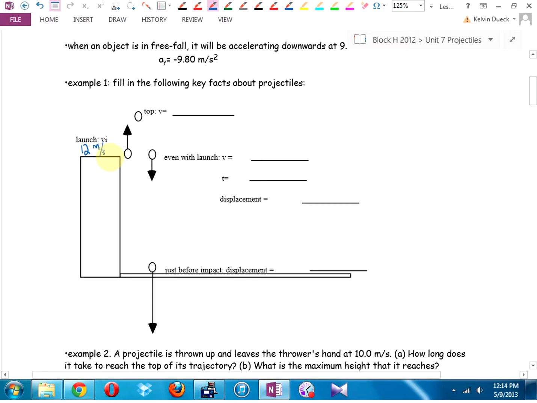At the top, what's V? Oh, by the way, what we're doing here is we're standing on the edge of a cliff and we're launching it straight up from the edge of the cliff. At the top, what's V? For a split second, it comes to a stop.